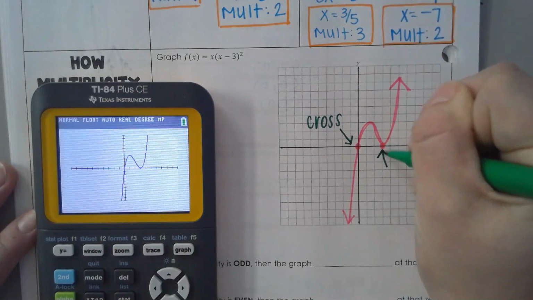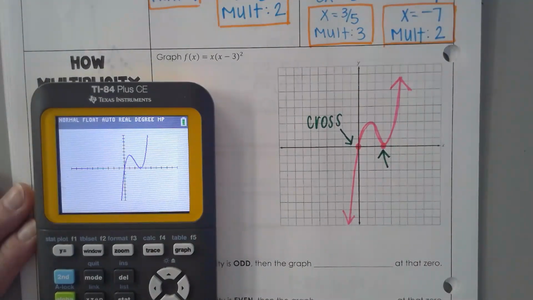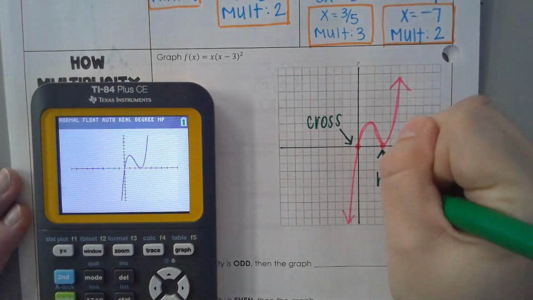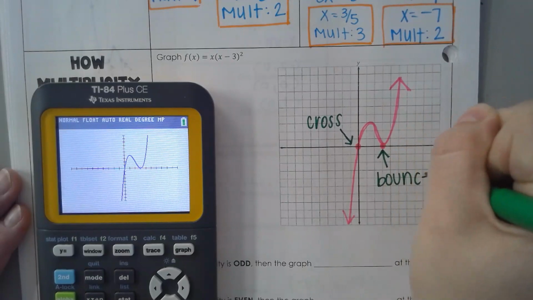But at this one, that's not the case. It doesn't go in one side and out the other. It hits the point and bounces off of it. So it's like a ball that bounces. So we're going to use the word bounce.